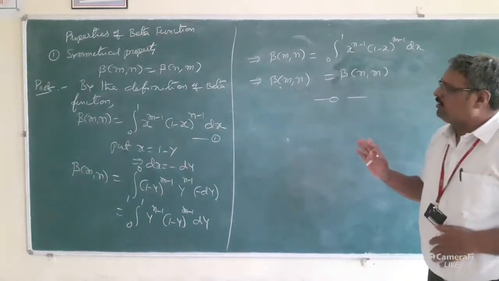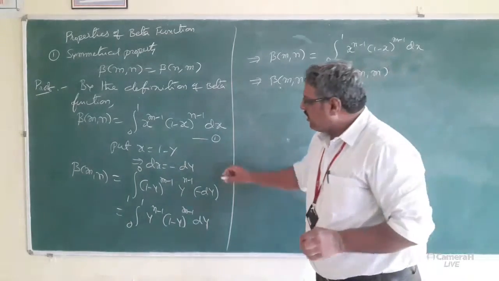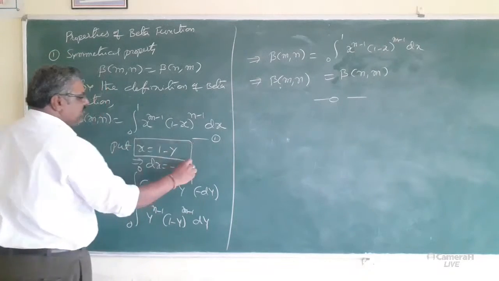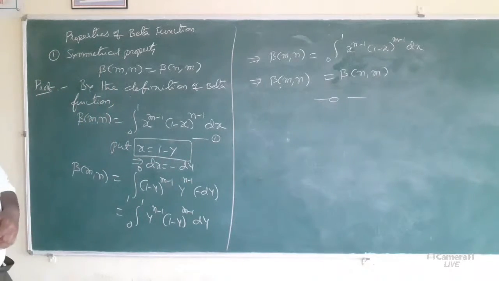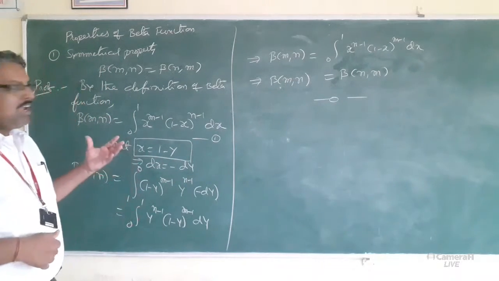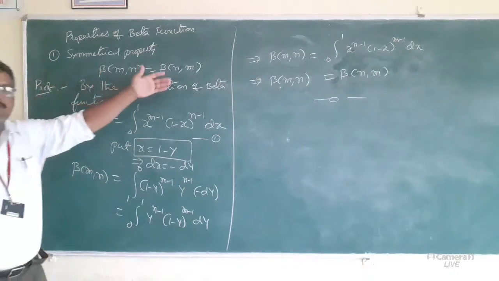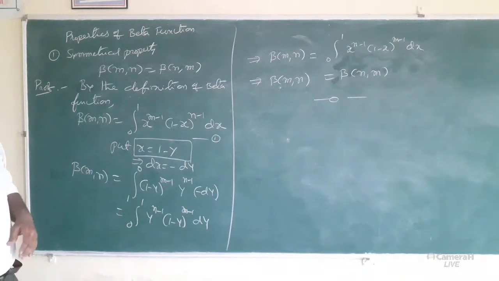Very simple. The key part is this one. If you put x equals to 1 minus y, you will get this proof. Very simple concept. I will repeat again. Symmetrical property of beta function: beta mn equals beta nm. Now we will prove this property.